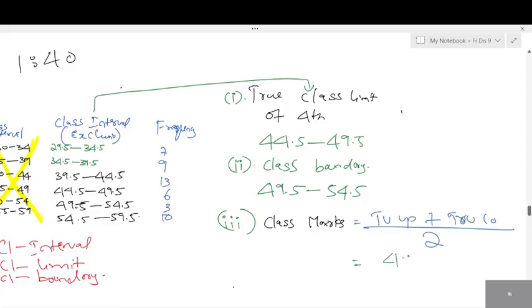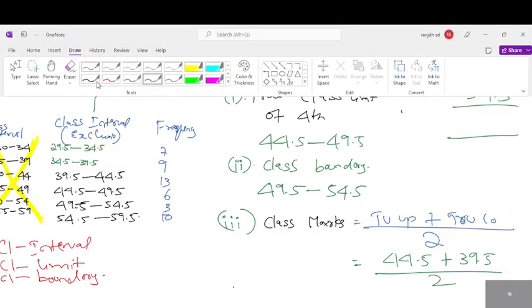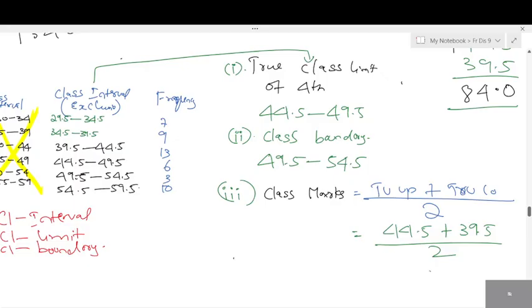What is the true upper limit? We have 44.5 plus 39.5 divided by 2. 44.5 plus 39.5. First add them. Completed. Entire chapter done. I think there's one different question, students. Last year I taught them. Okay, first complete this. 0.5 and 0.5 is 1. 84. What's the answer? 84 divided by 2 is?